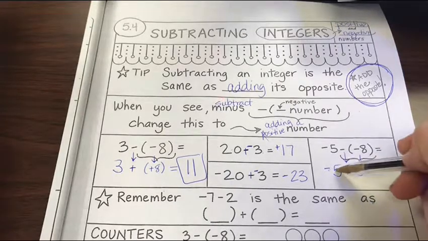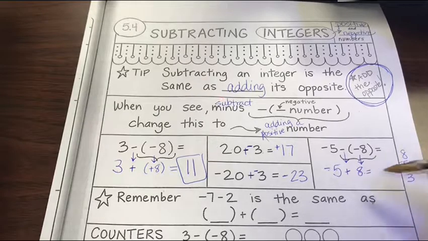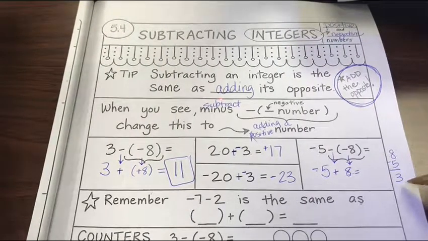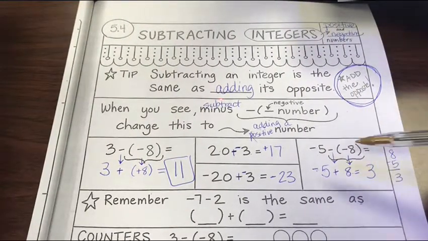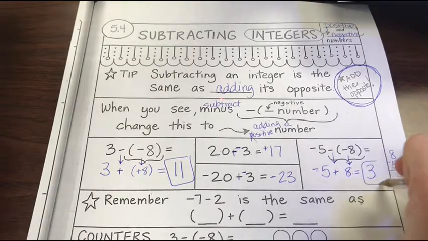So I'm going to say 8 minus 5 is 3. Even if the larger number is last, I can still go ahead and subtract it the way I'm used to subtracting it. So 8 minus 5 is 3. Do I have more positive counters or more negative counters? Well, I have more positive, so my answer is going to be positive 3.